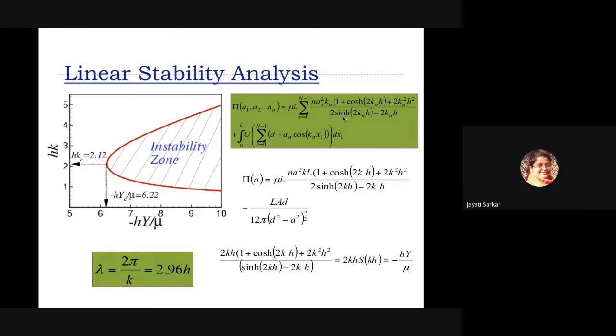So whether we can find out this hysteresis or not can be done by a nonlinear stability analysis.